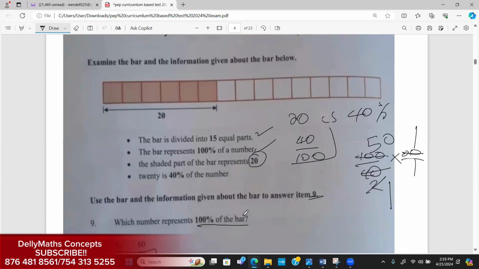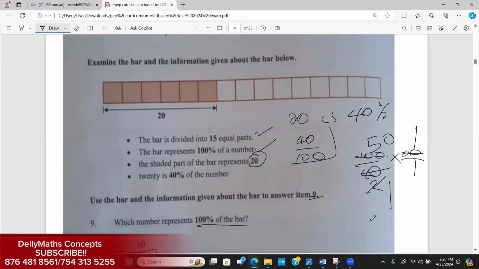So in other words, if you find 40% of 50, you're going to realize that you actually get back your 20, if you find 40% of that 50.